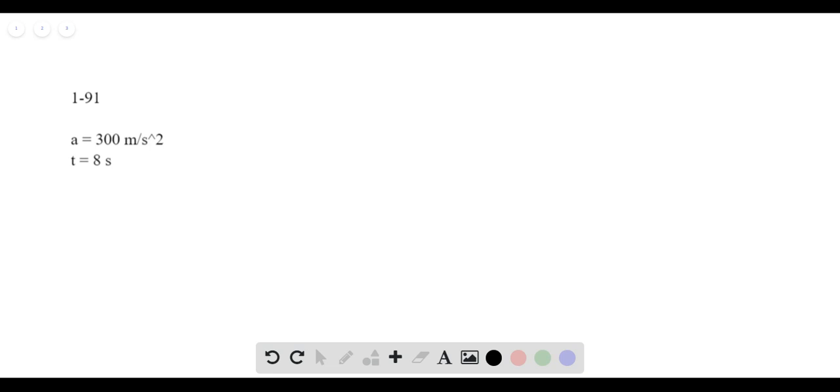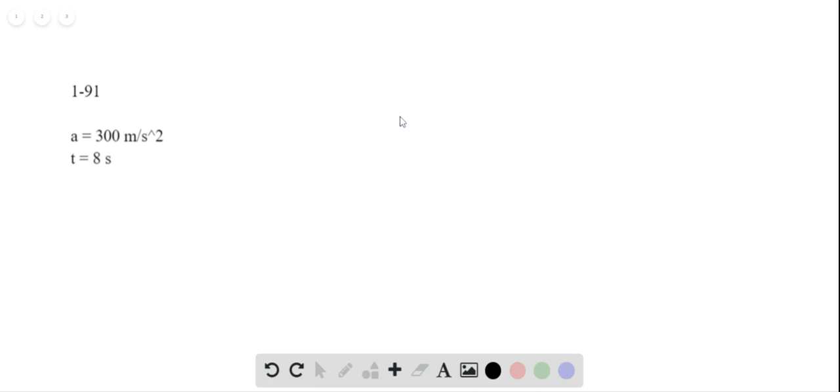of 300 meters per second squared, or what they call 30 G. The fuel burned for 8 seconds. About how fast was the rocket moving at the end of the burn? So simply we have a value for acceleration and time. So the relationship between these two, the average velocity, is just the acceleration multiplied by the time. So that's 300 meters per second squared multiplied by 8 seconds.